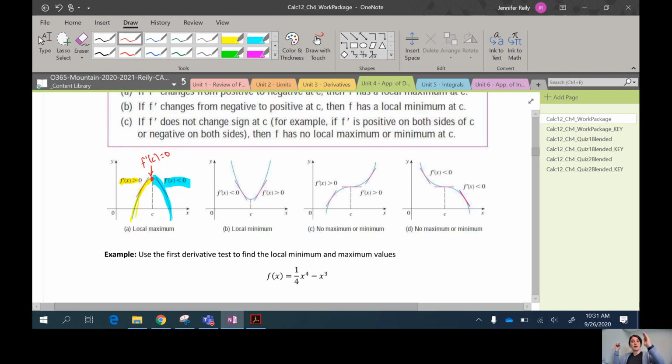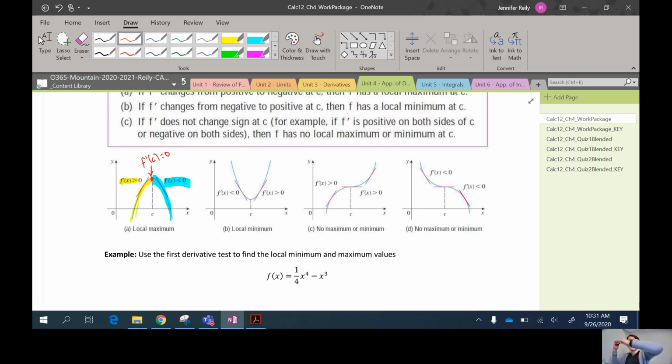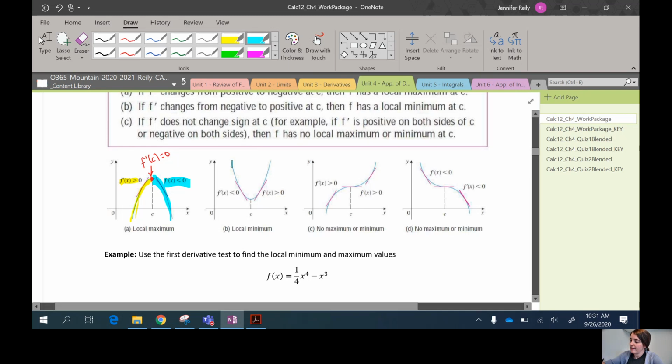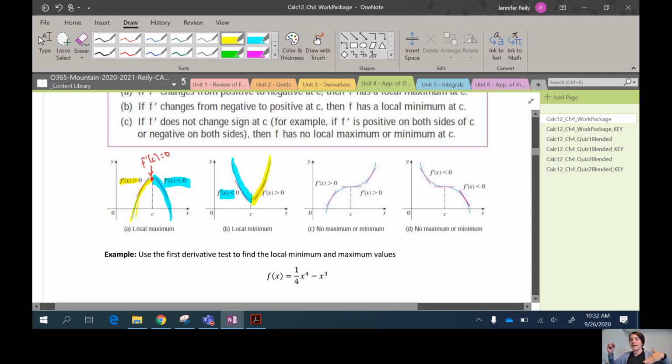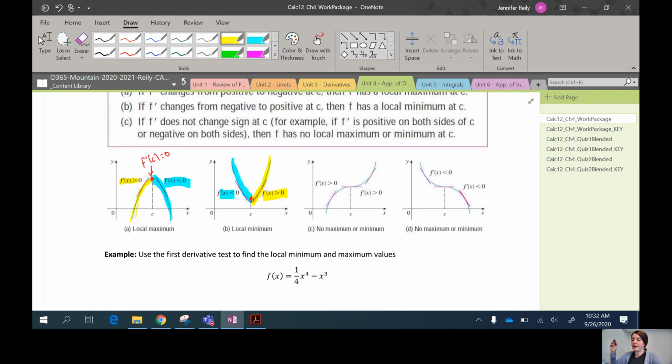So wherever your derivative switches from positive to negative, you've got a local maximum. If you have the opposite scenario, so your derivative is negative or less than 0, your graph is decreasing, and then it switches to increasing or a positive derivative, then in between at that point where it switches, you've got a local minimum. Okay, it could be the case where you don't have a minimum or maximum at all, though.